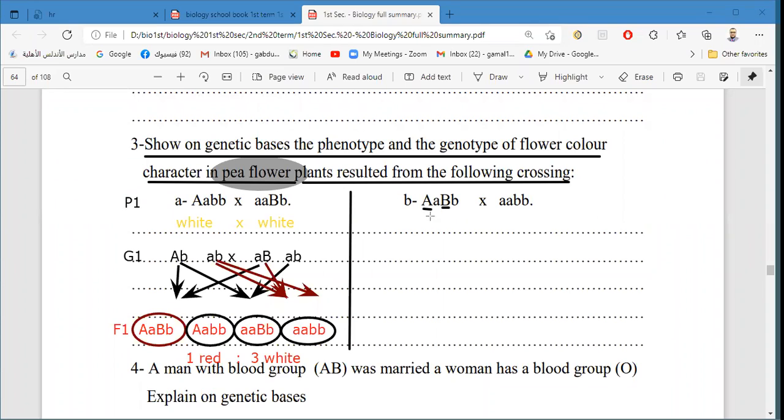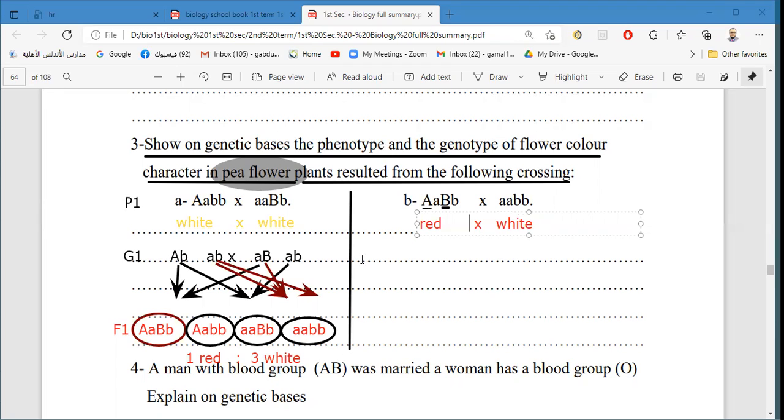So it will be dominant red because there is at least 1 capital letter, 1 dominant gene in each pair. So this one A capital and this one B capital. So we have here the dominant trait. What is the dominant trait here? Red, or sometimes we say purple. Okay, make it red, no problem. This is red, and the other one is what? White. Why is it white? Because A small and B small, there is no capital, no dominant gene.